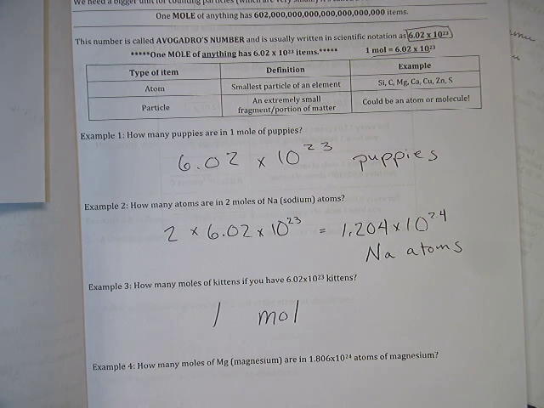With atoms, because atoms are so small, having 1 mole of puppies is the size of the moon, but having 2 moles of sodium atoms would still be small enough to fit in your hand. Atoms are just so tiny that having 1.2 times 10 to the 24th of them, that's like 12 sextillion, okay, that's a lot. Having this many of them, it would still fit in your hand.